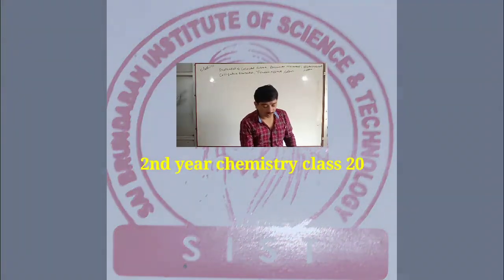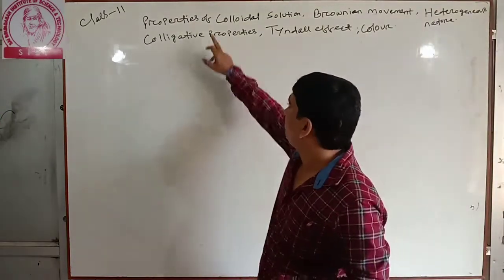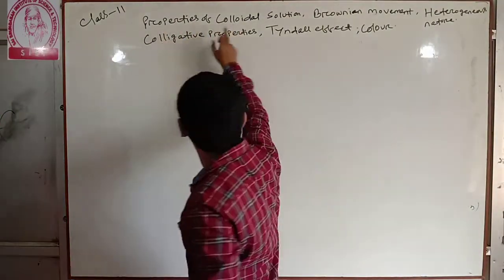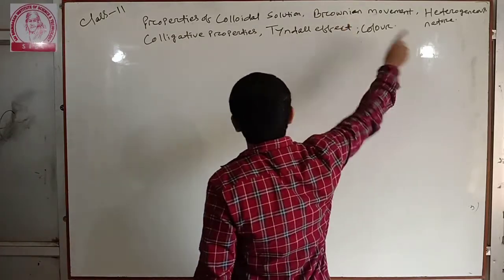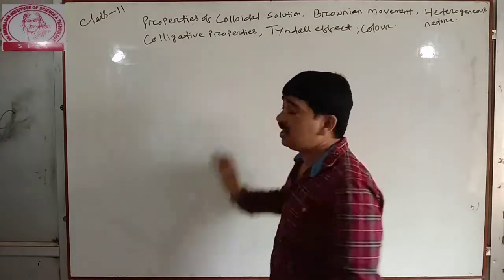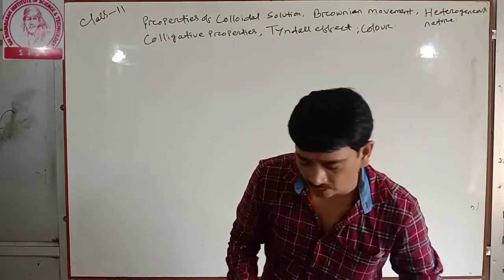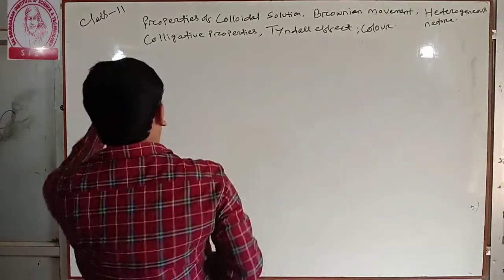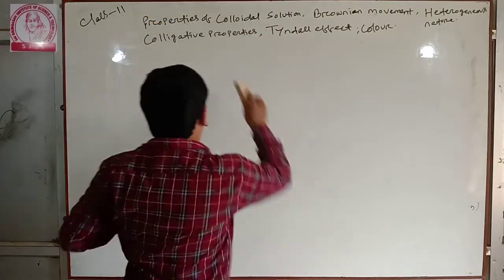All of you. Today we will start the properties of the colloidal solution. Properties of colloidal solution: Brownian movement, heterogeneous nature, colligative property, Tyndall effect, and color. So first we will discuss the properties under the heading of properties of colloidal solution.